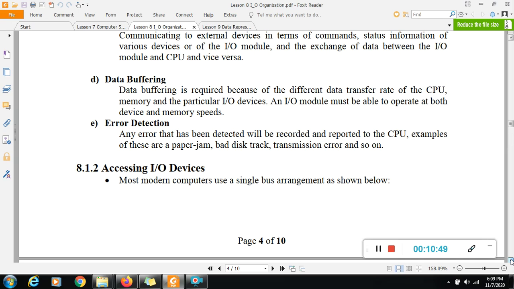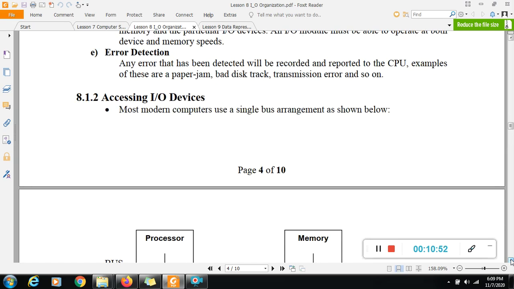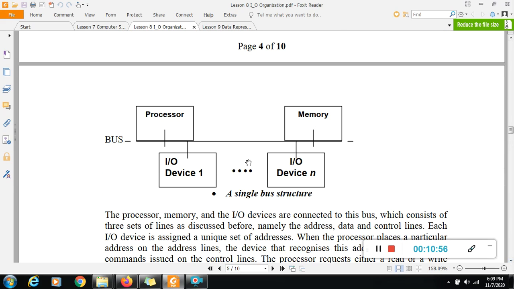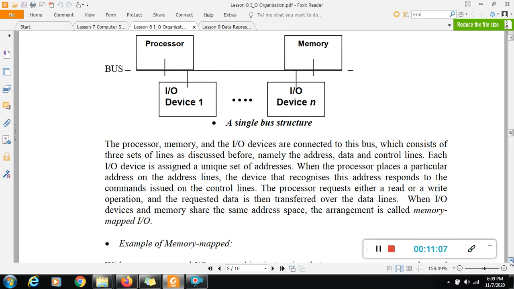Now, how do we access the I/O devices? Most modern computers use a single bus arrangement as shown below. Sometimes we call it the single bus structure, or the system bus. We have the processor, memory, I/O device 1, I/O device 2, 3, up to n. The processor, memory, and the I/O devices are connected on this bus, which consists of 3 sets of lines as discussed before.